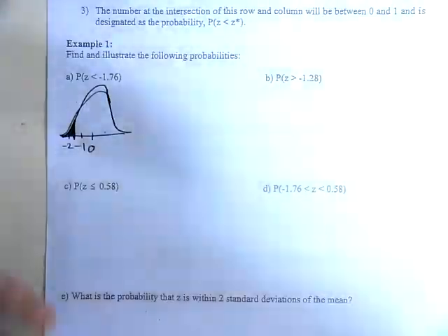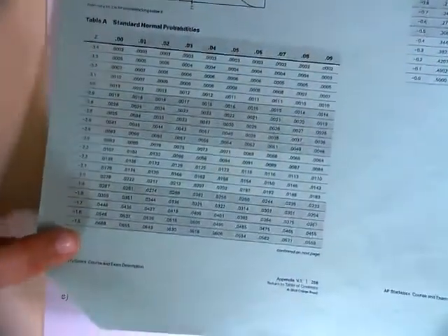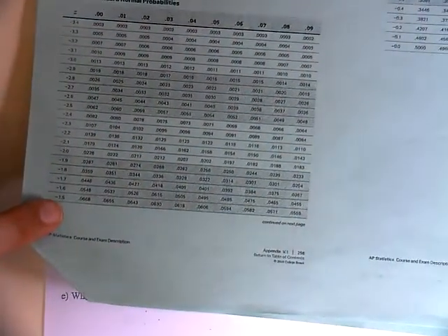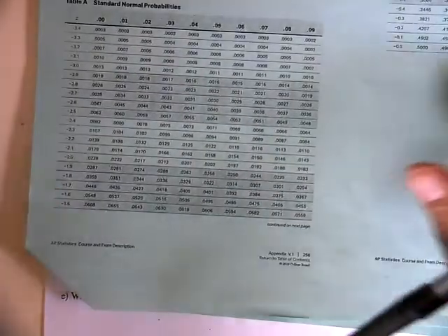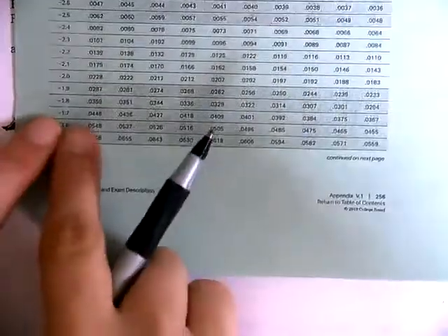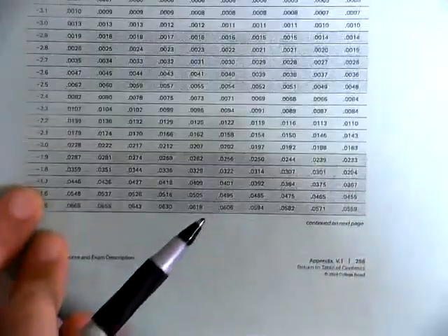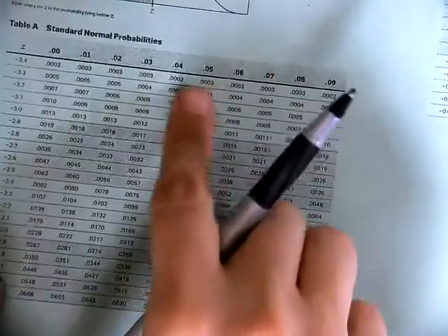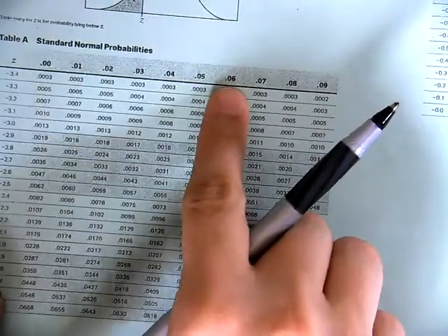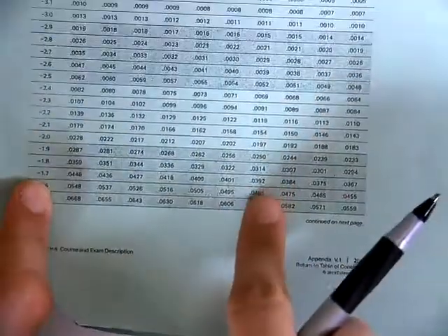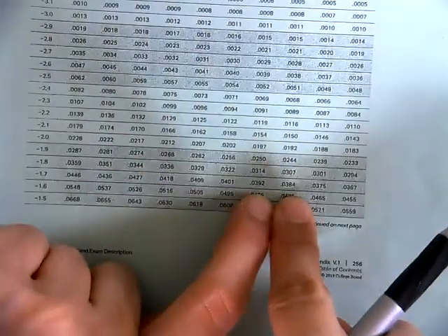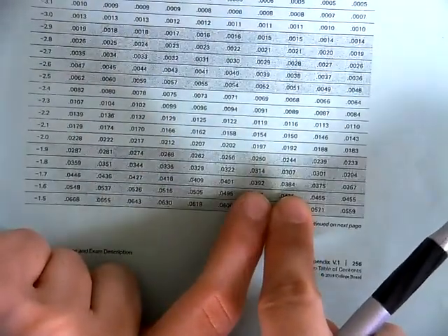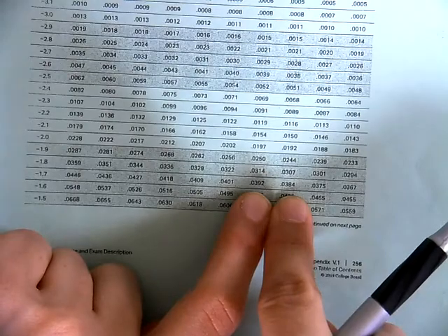Take your formula sheet, and you want to go to negative, zoom in. I'm going to look for the row negative 1.7, and then I'm going to look at the column 0.06, which gives me my hundredth place. Then I'm going to use my fingers. So the probability I have less than negative 1.76 standard deviations is 0.0392.